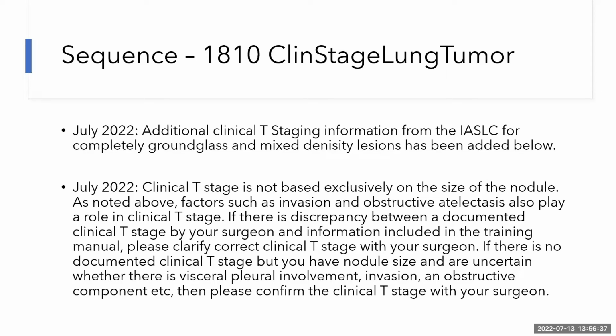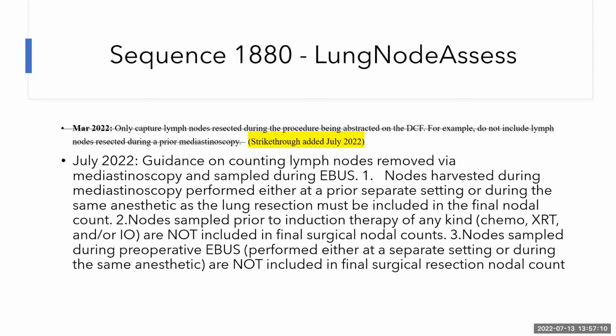Additionally, I think it's important to note that clinical T stage is not based exclusively on the size of the nodule. So factors such as invasion, obstructive atelectasis also play a role in clinical T stage. If you don't have a clinical T stage from your surgeon, you just need to be careful using only nodule size to determine your clinical T stage, because it's not entirely based on size. And the best thing is always have it in a note from your surgeon.